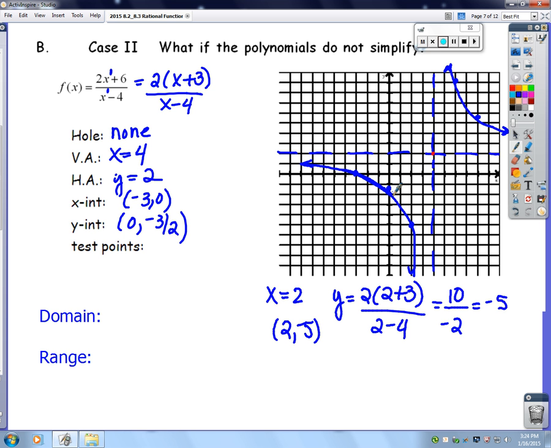All right, domain and range. Let's see. We don't have any holes. We don't have to worry about that. So this is all reals. X cannot equal 4. All reals. Y cannot equal 2.